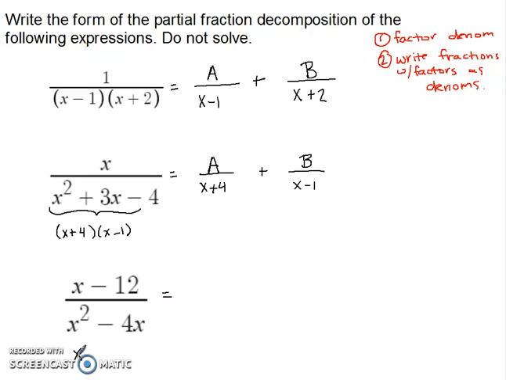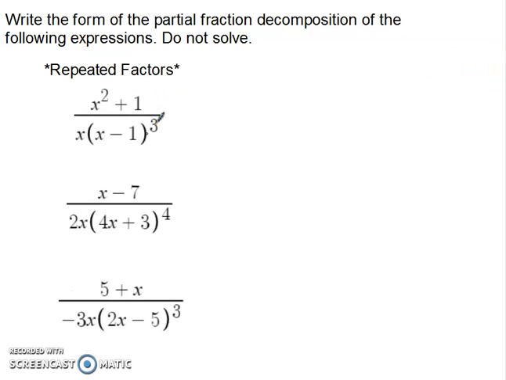So here, when I factor, the only thing I can do is take out a GCF of x, and I'm left with x minus 4. So that means my two fractions have a denominator of x and x minus 4, and I'm leaving the numerators as a and b for now. Now what we're going to move on to in the next slide is we are going to see what happens when we have repeated factors.